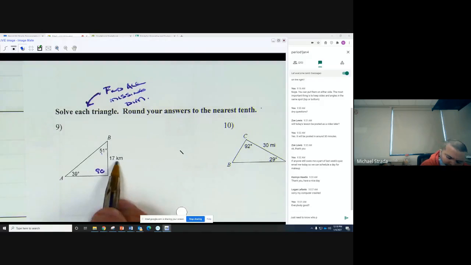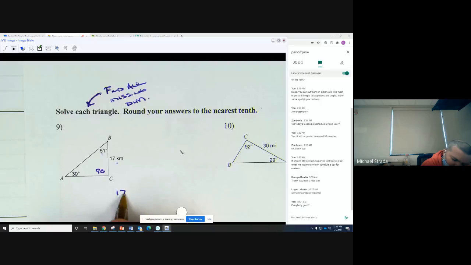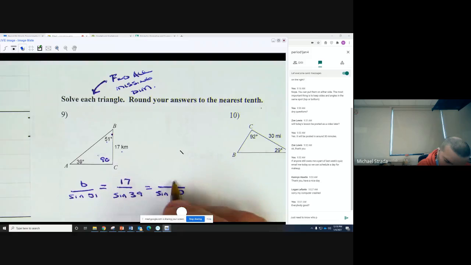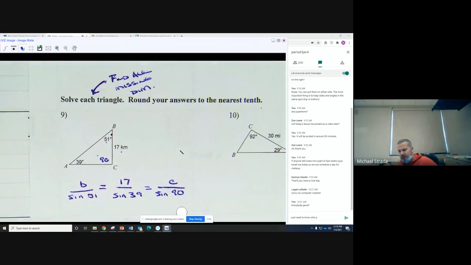Take the one segment they give me, put it in the middle, so 17 over the sine of 39 equals, you can put the sine of 51 over there, which is angle B, and opposite that would be little b. And then over here would be the sine of 90, and then opposite that would be little letter c. So that's all I would expect to see as your extended proportion.